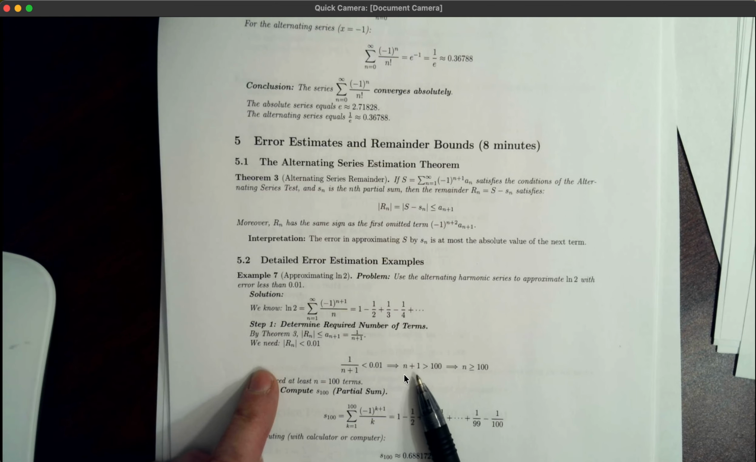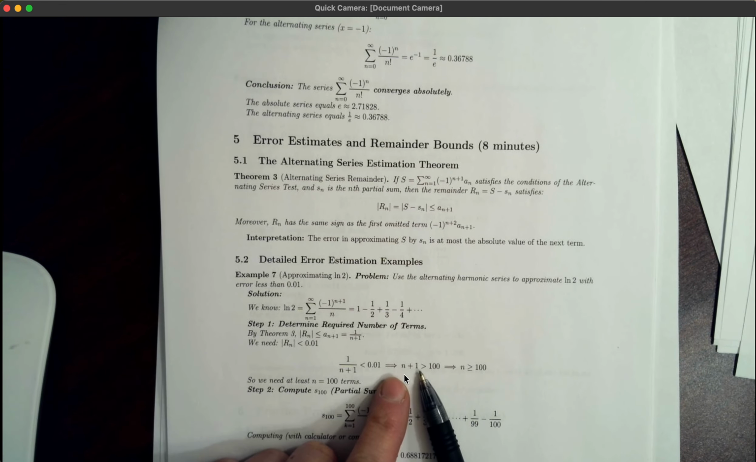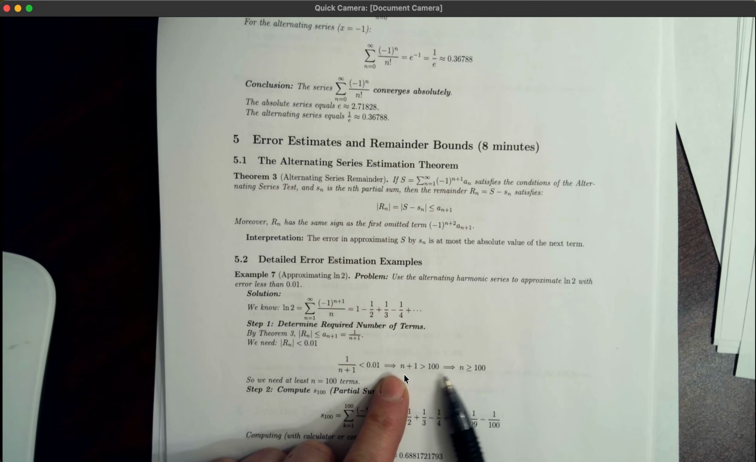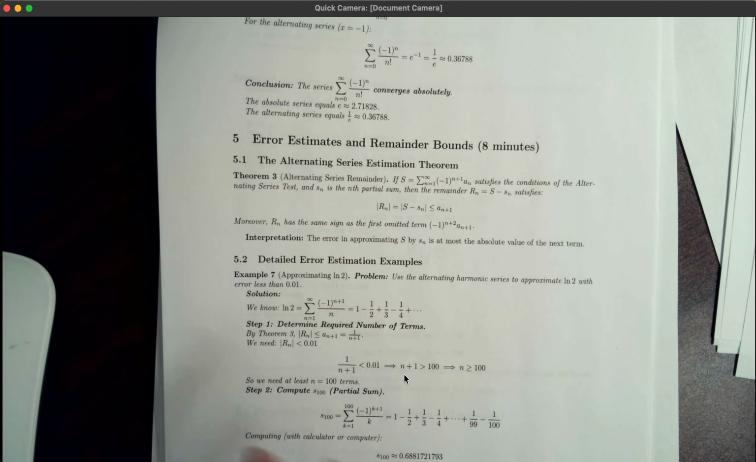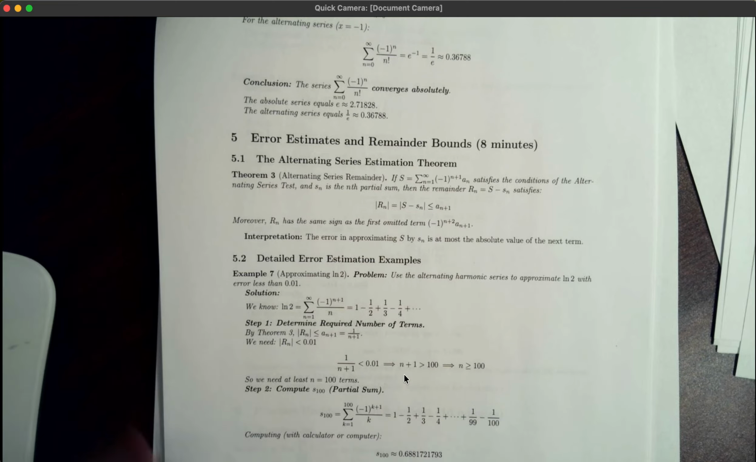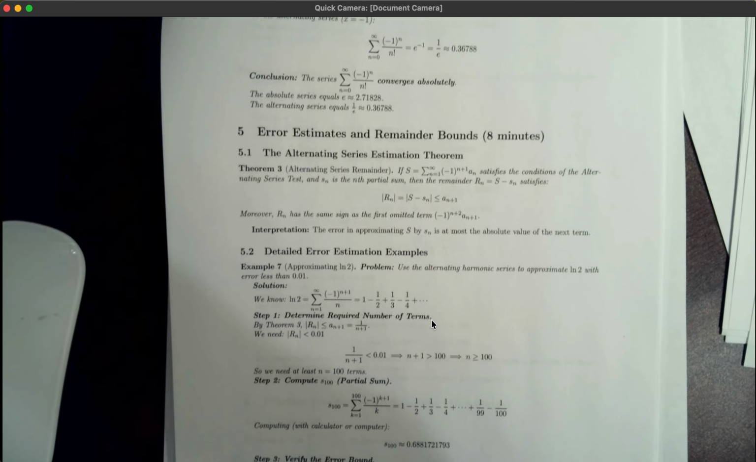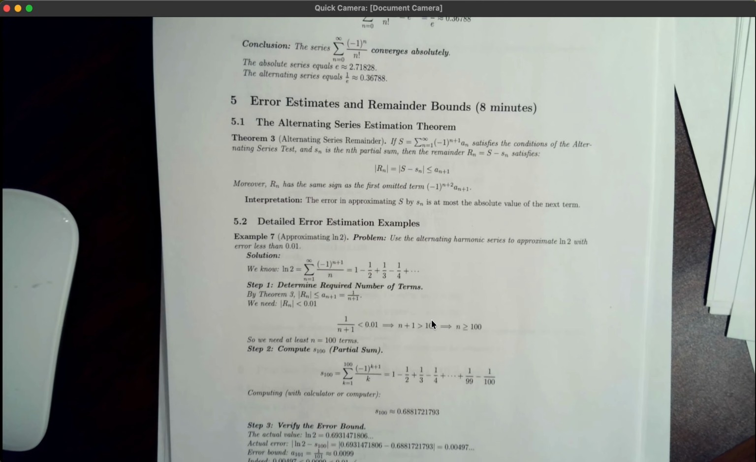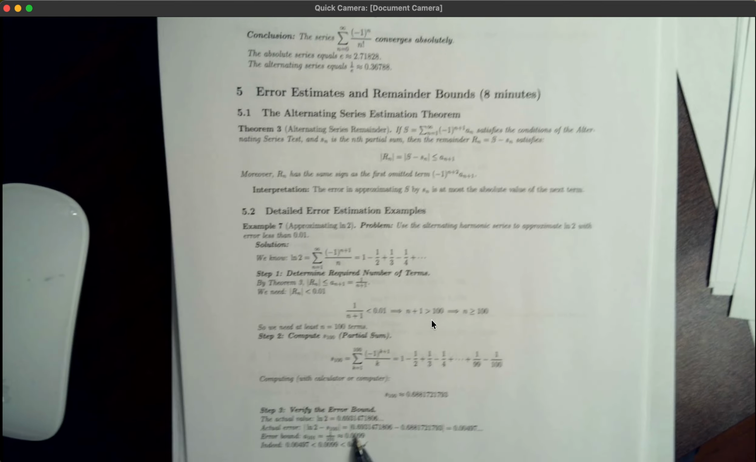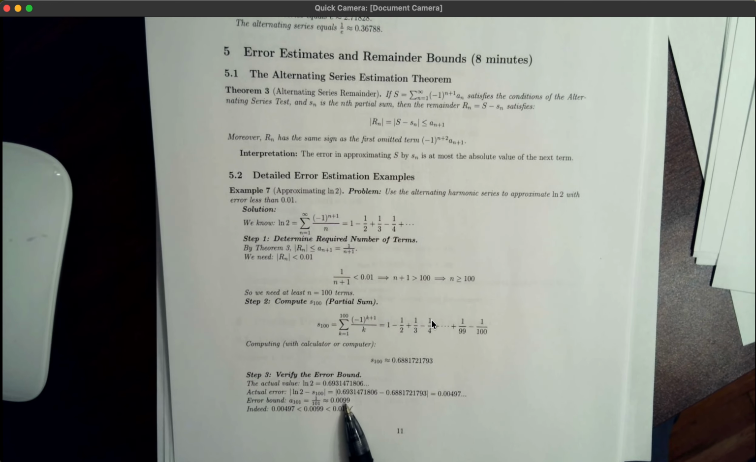Solving for n, n is greater than or equal to 100. It's technically greater than 99, but that's strictly greater, so we want it to be greater than or equal to 100. Whether you give the answer as 99 or 100, it's fine. Either one is okay with me. Okay, so what does that tell us? What that tells us is if we add up the first 100 terms, we're guaranteed that our error is less than 0.0099.